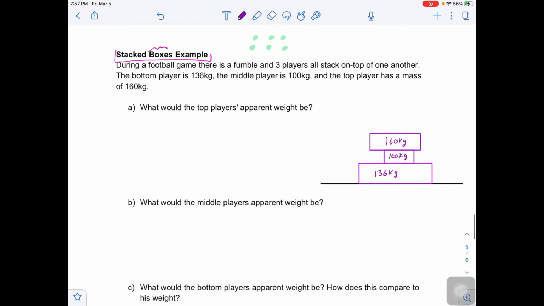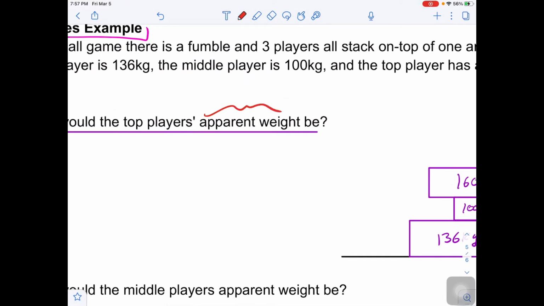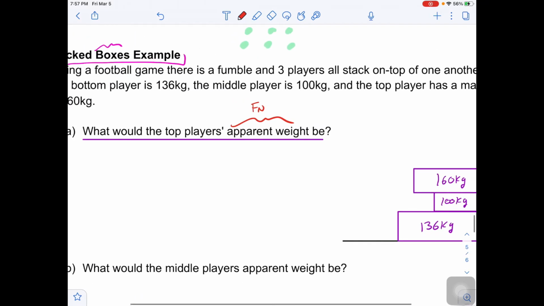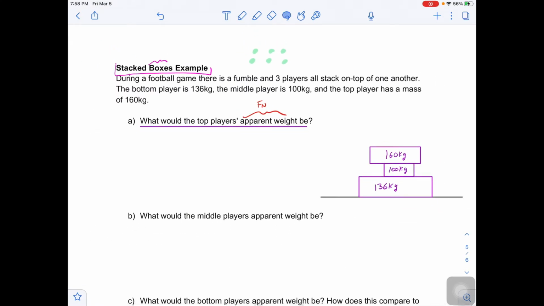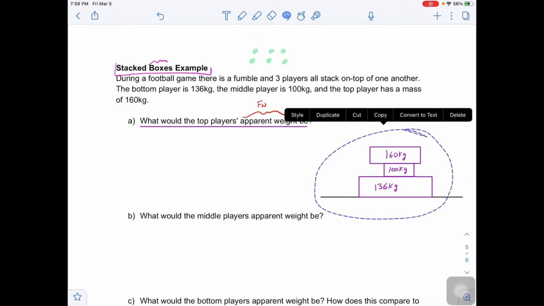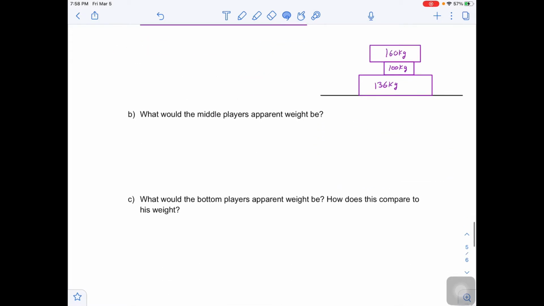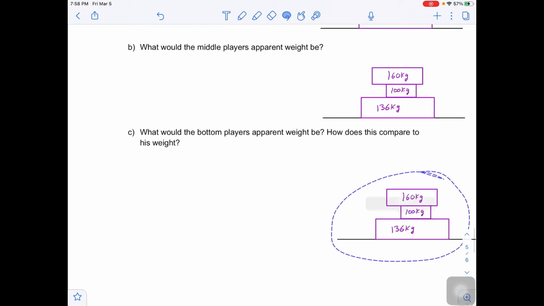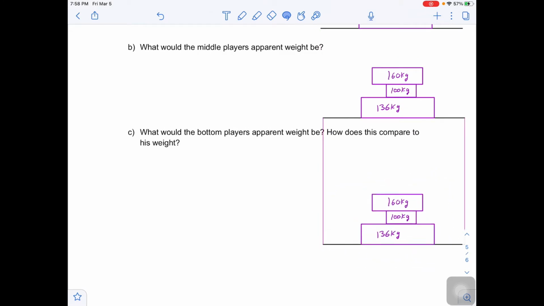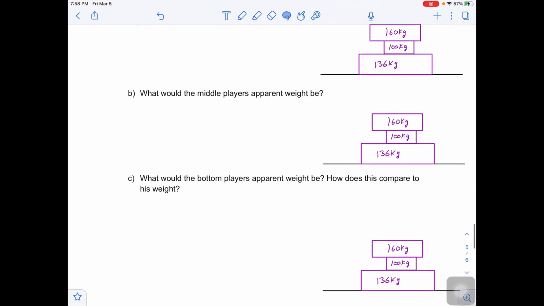Now, let's look at these questions. What would the top player's apparent weight be? Now remember, what does apparent weight mean? It means the normal force. So we want to figure out the normal force that this top player feels. So something I'm going to do is copy and paste each of these because I'm going to keep reusing this diagram here. So maybe pause the video for a second and draw out all of these a few times.